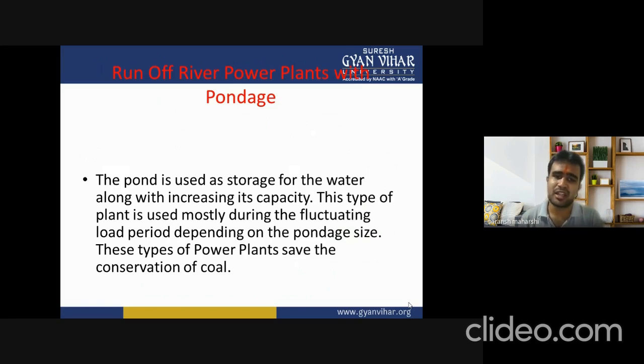But here in this topic and in this point, we will consider some storage capacity, which is used because it is applicable for large applications compared to the run-of-river power plant without pondage, and the pond is used as the storage for the water along with increasing its capacity.